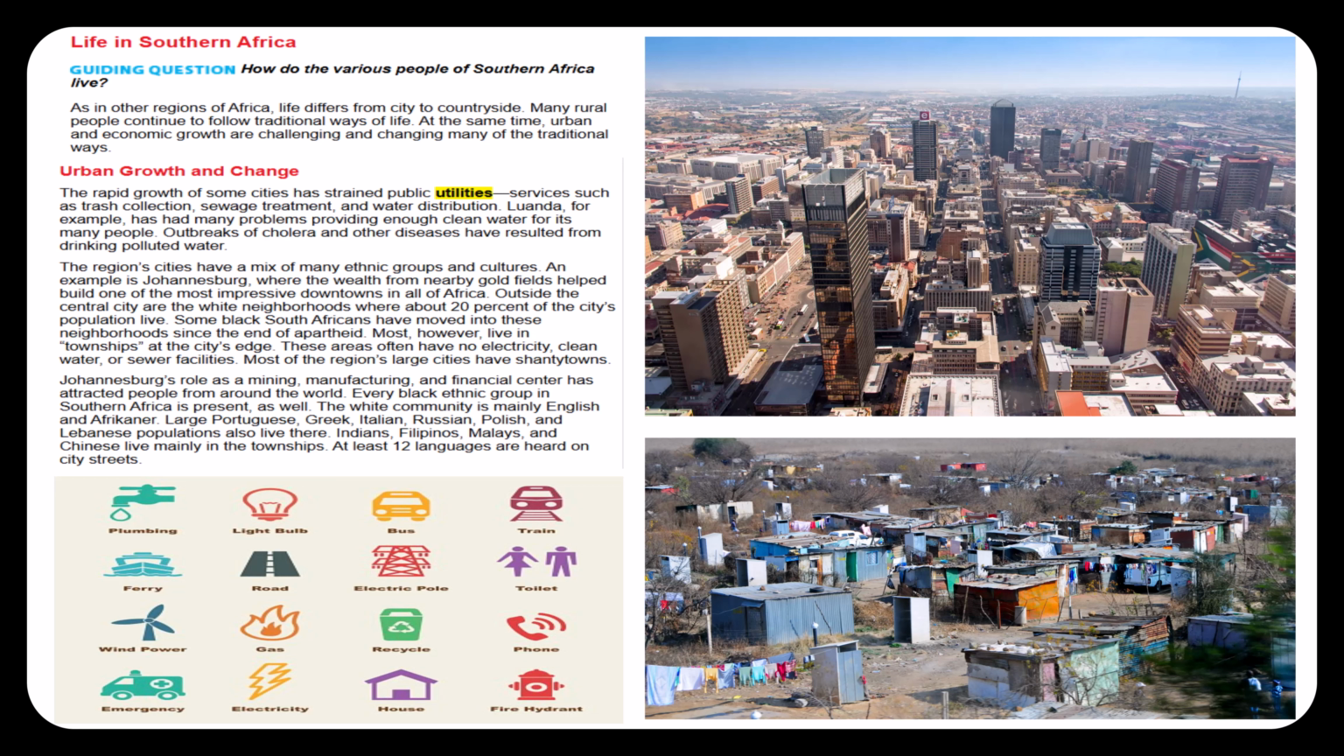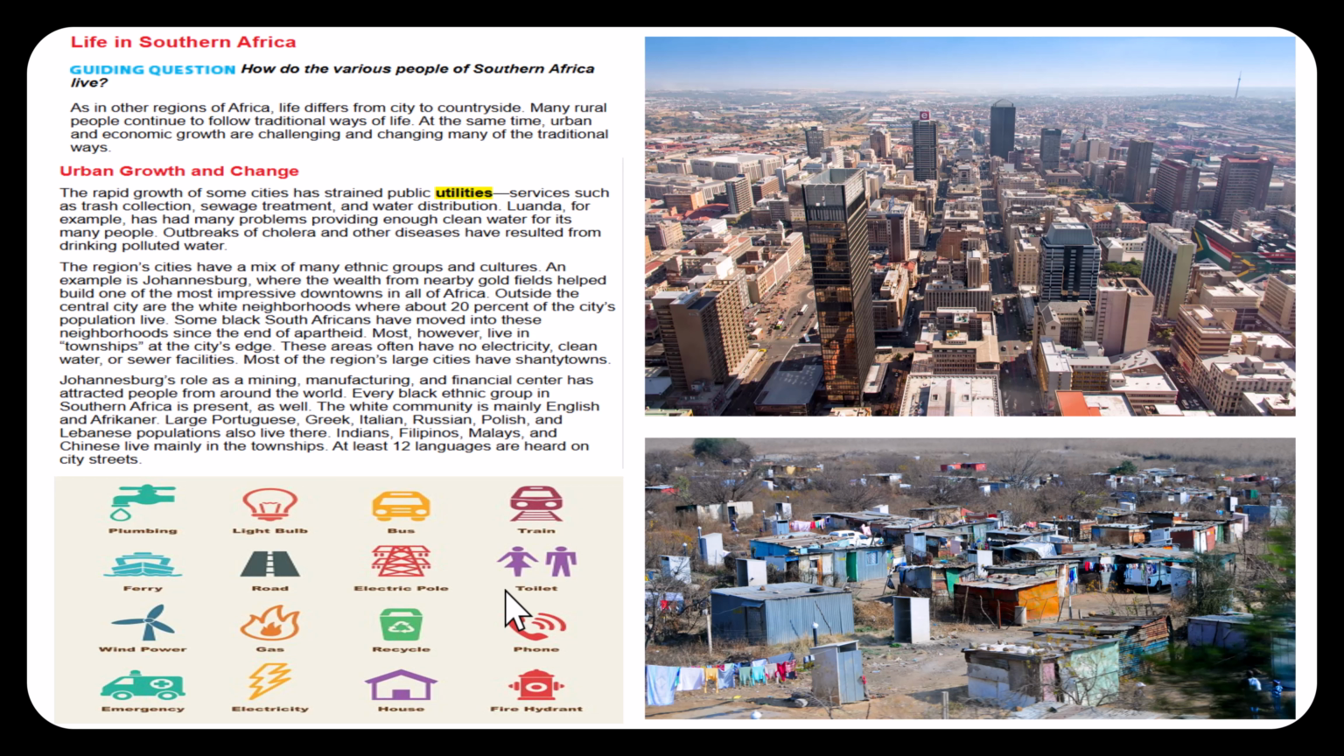And now we can answer some questions. Let's go with question number 19. What are public utilities? These are services that are provided to people to have a better standard of living, such as trash collection, sewage treatment, and water distribution. So things, if you look at these icons down here, things that we in America just expect to have, but in some of these places in Africa, they are few and far between or strained because of the big population booms.